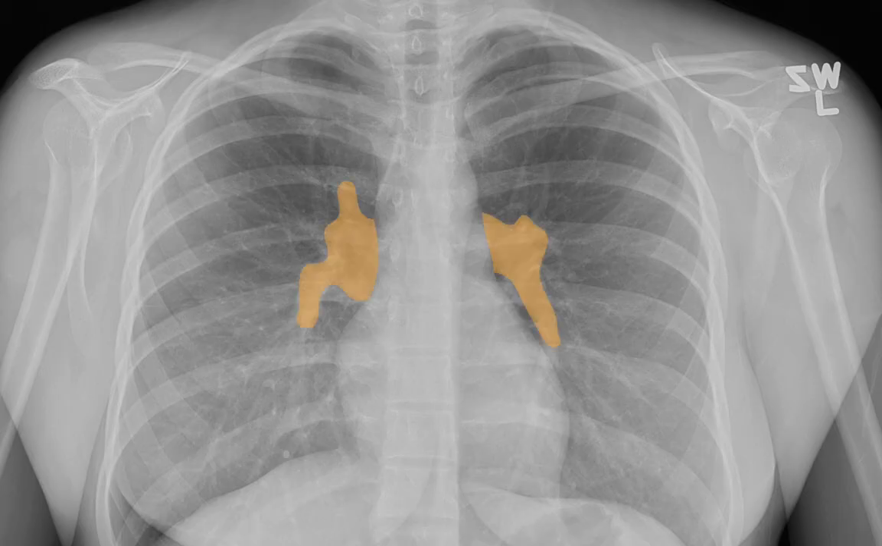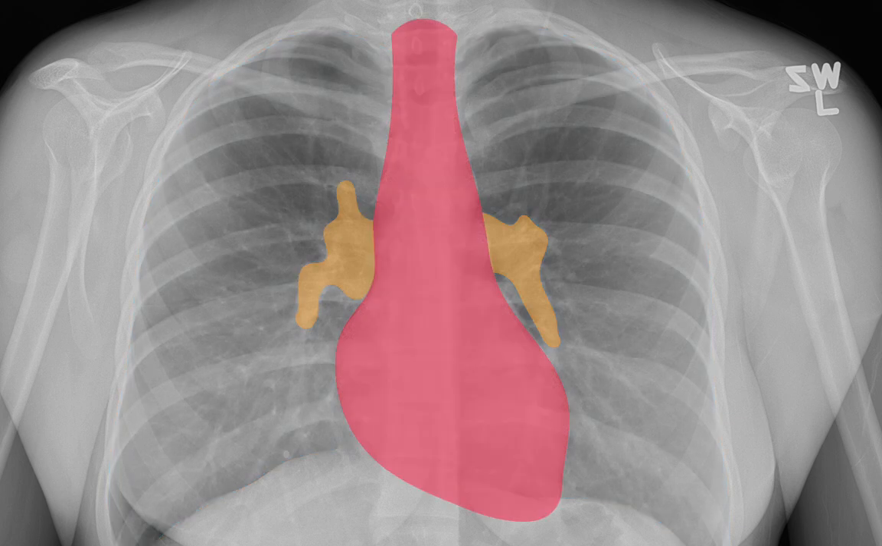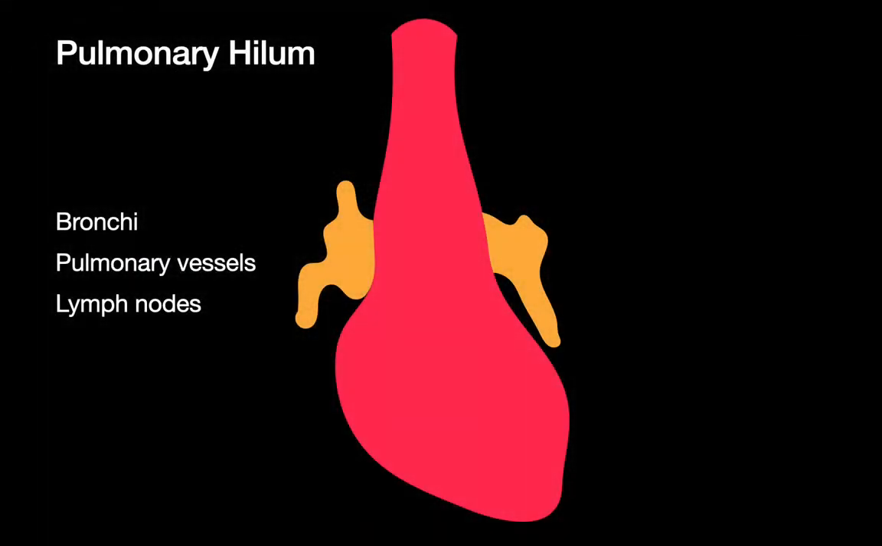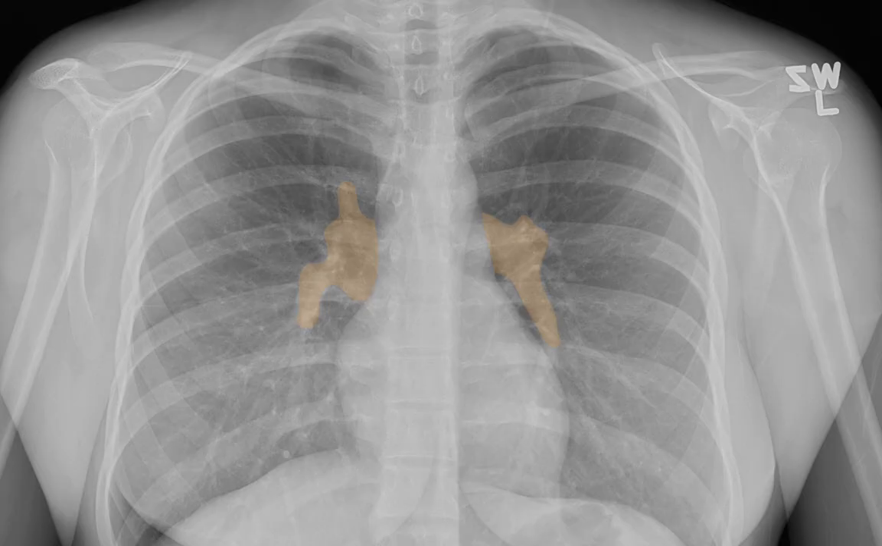The hila are a bridge that connect the lungs with the heart and mediastinum. The bronchi, pulmonary arteries, pulmonary veins, and hilar lymph nodes make up the hila. These structures are individually distinguishable on enhanced chest CTs, but form a composite opacity on frontal chest x-rays.